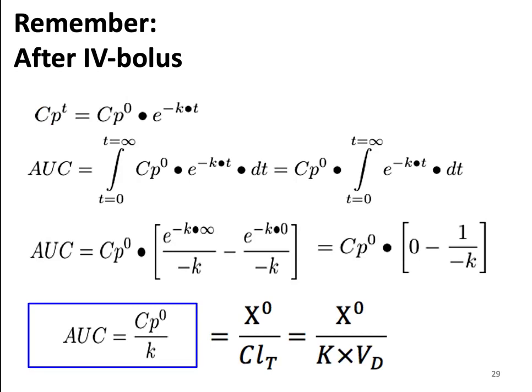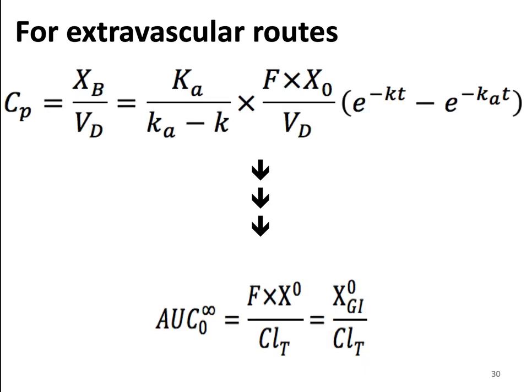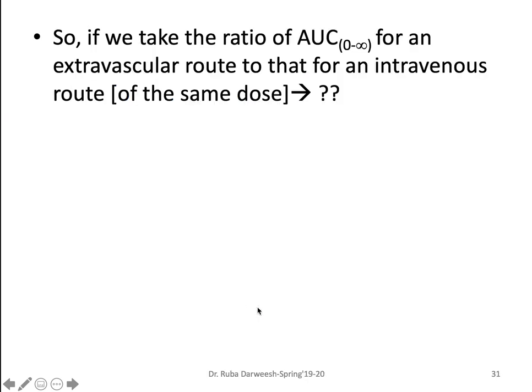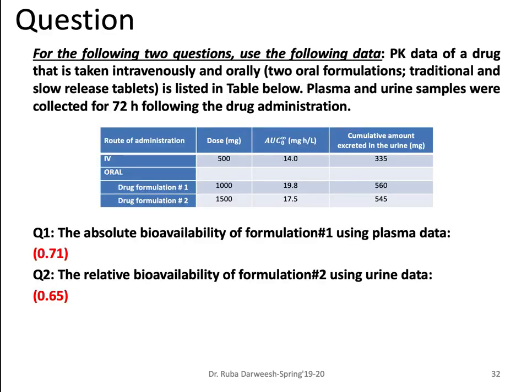So the take-home message from this: we know how to calculate the area under the curve for IV bolus, and we know how to calculate the total area under the curve for extravascular. If you have the ratio of both of them, you will have the result as F, which is what you know as absolute bioavailability. So the F that you have in the equation of extravascular is your bioavailability, and it's absolute because it's in reference to IV bolus.